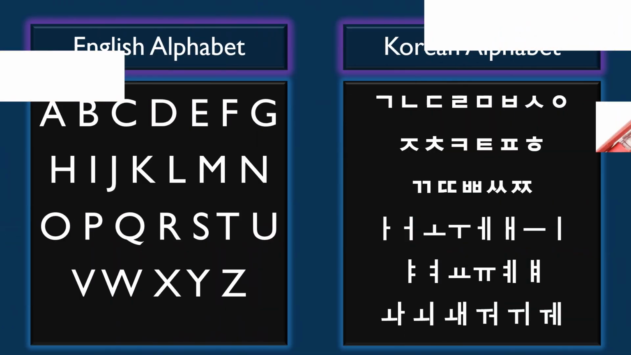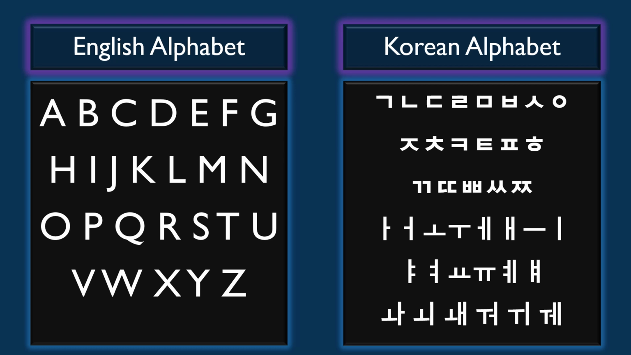Let's compare the English alphabet to the Korean alphabet. The English alphabet has 26 letters, and the Korean alphabet has 40 letters. The English alphabet has 21 consonants, and the Korean alphabet has 19 consonants. However, the English alphabet has 5 vowels, and the Korean alphabet has 21 vowels.